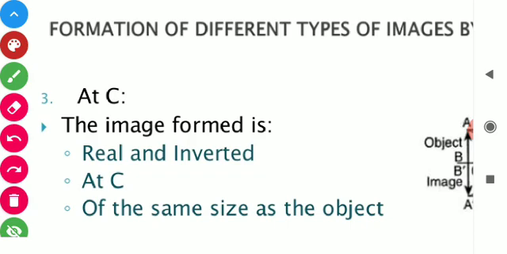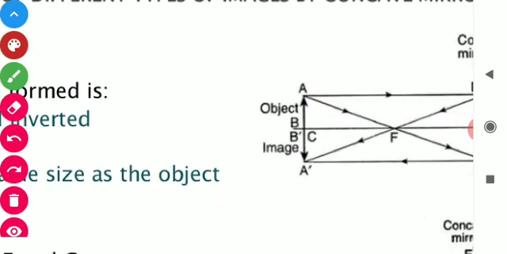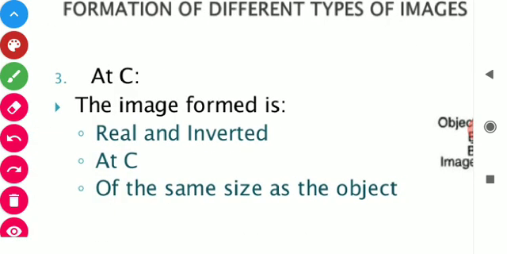Then what is the position of the image? If you see here in the diagram, the position of the image is at the center of curvature. So we write that the position of the image is at the center C. Similarly, you have to write the size of the image compared to the object. Here the image is of the same size as the object. So we write that the size of the image is the same as the size of the object.